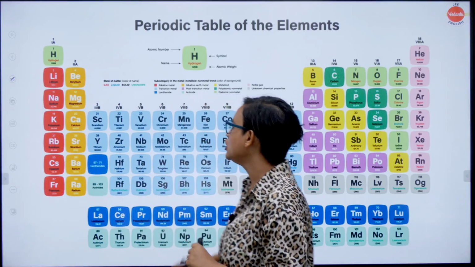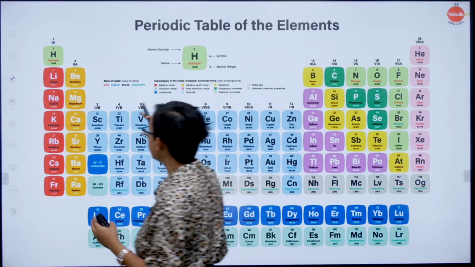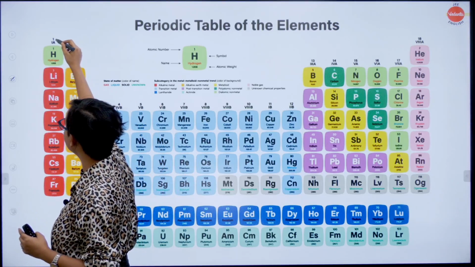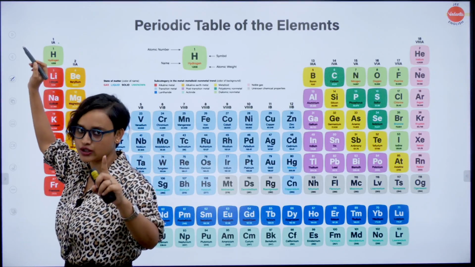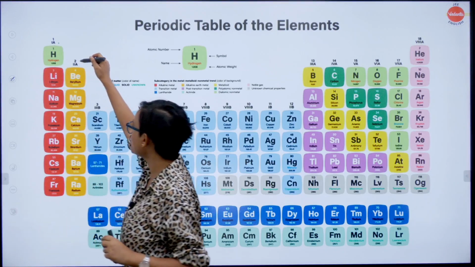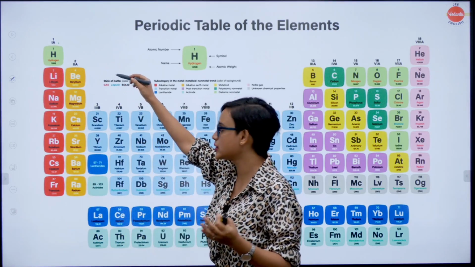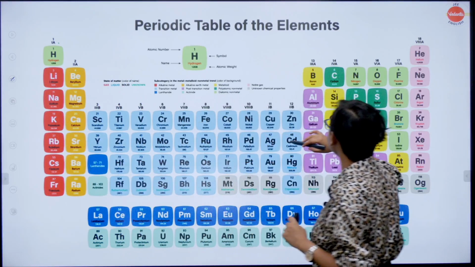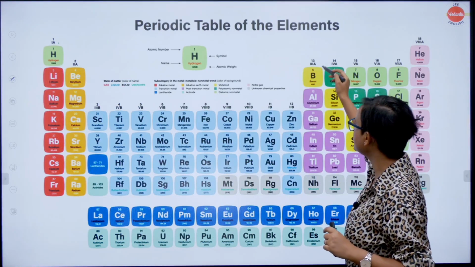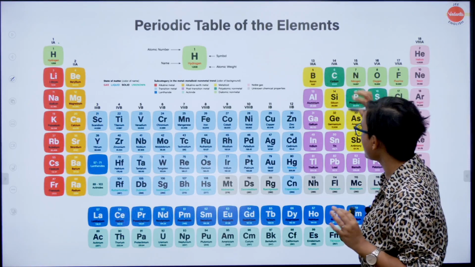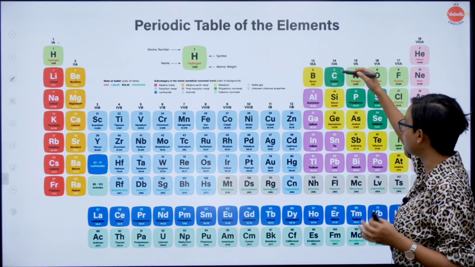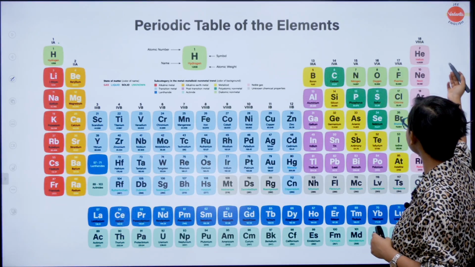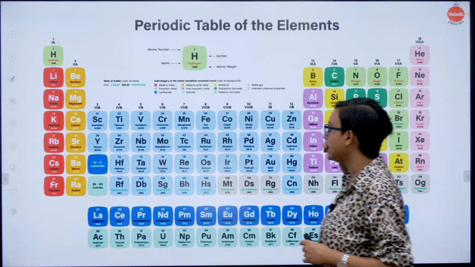Okay. Now in the modern periodic table, this used to be 1A in Mendeleev's periodic table, but right now we just call it group 1. This used to be group 2A, but now we just call it group 2. And group 13 was called 13A, now we call it group 13. 14 was 4A, 15 was 5A, 16 was 6A, 17 was 7A, and 18 was 8A.